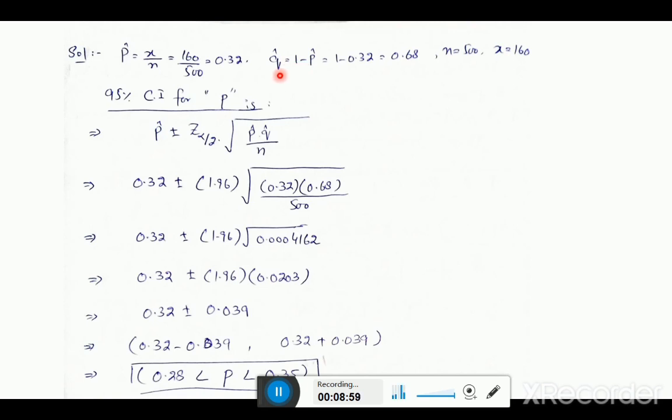Because I want to find out the value of Q, now 1 minus P, that is 1 minus 0.32, which is 0.68. It means 32% of people in the sample prefer seafood and 68% do not. N was 500 and X, the preferred people, was 160. Now we have the value of X, N, Q cap and P cap. So now just put the values in the formula.